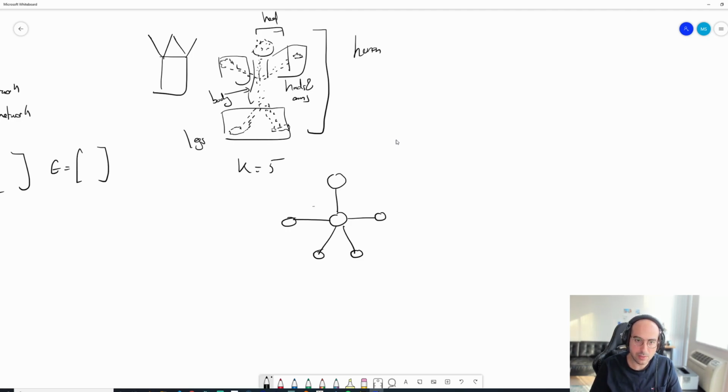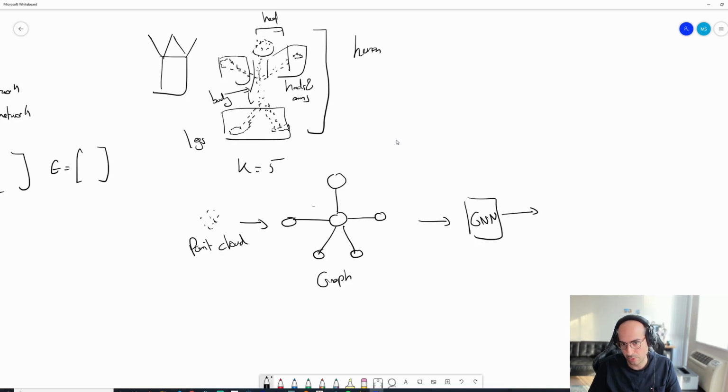And so the problem is twofold. We want to take a point cloud, turn this into a graph, and then we want to use a GNN to do some sort of classification, regression, or generation. So basically, just do what we've already been doing so far.